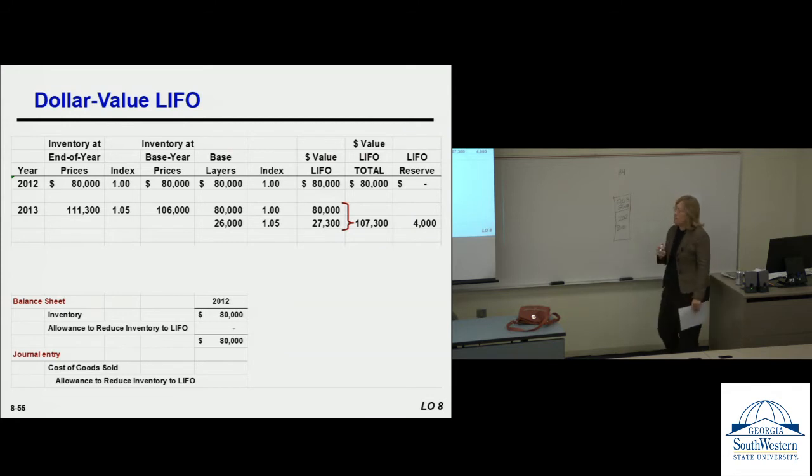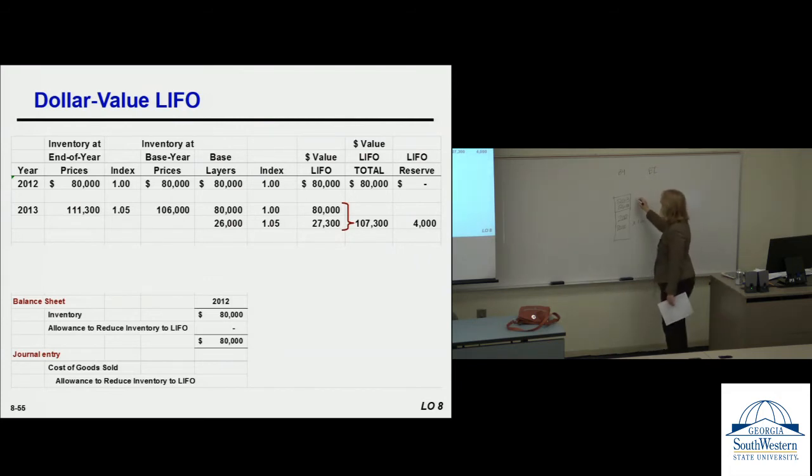Now, we're doing the 2013 financial statements at this point. We don't really want 2012 numbers. We just divided it up so that we could see how much was really in that layer. So if we multiply this times 1, we get 80,000. This is going to be our ending inventory prices, see?